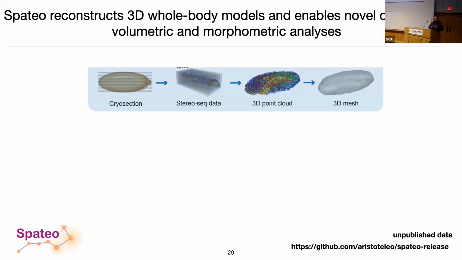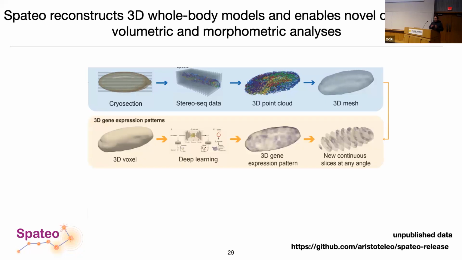But then we can also do more interesting downstream analysis. Once we have this 3D point cloud, we can first create a 3D mesh, basically covering the point cloud. And then we can divide this 3D mesh into different work cells, where each work cell has at most one single cell. Because when you do the slicing, you actually have missing data between different slices, we then use a deep learning method that maps the spatial coordinates to the gene expression.